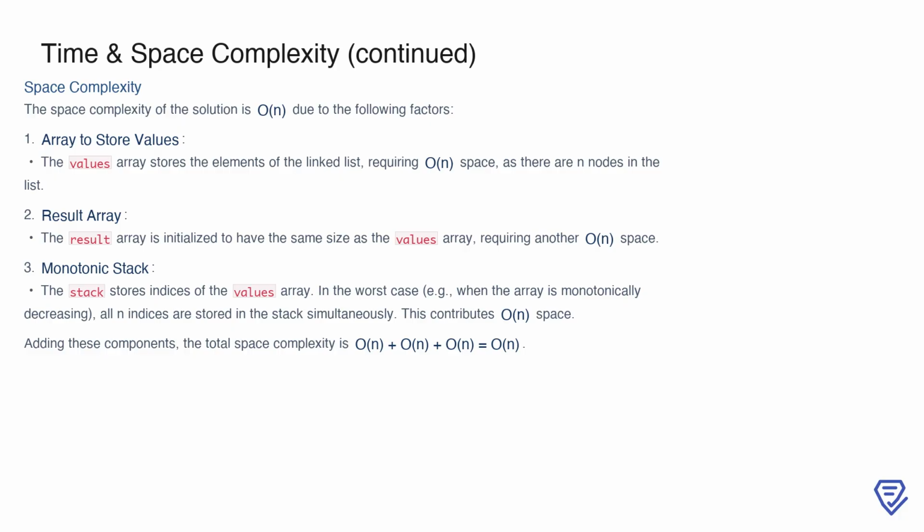Finally, the monotonic stack stores the indices of the values array. In the worst case, when the array is monotonically decreasing, all n indices will be stored in the stack simultaneously, adding another O(n) space. When we add up the space used by the values array, the result array, and the stack, the total space complexity is O(n) plus O(n) plus O(n), which simplifies to O(n).